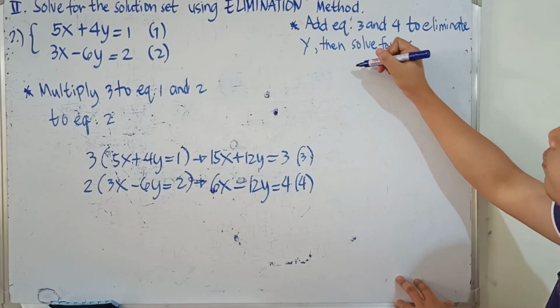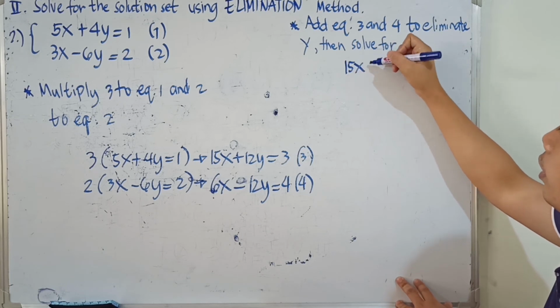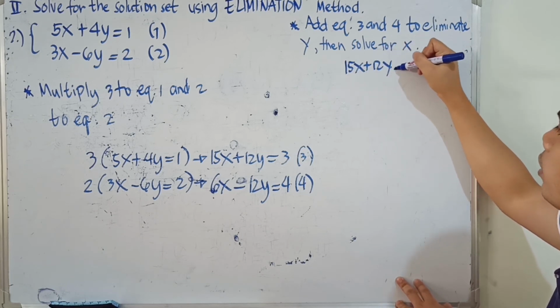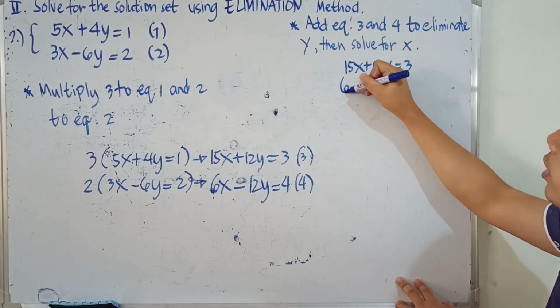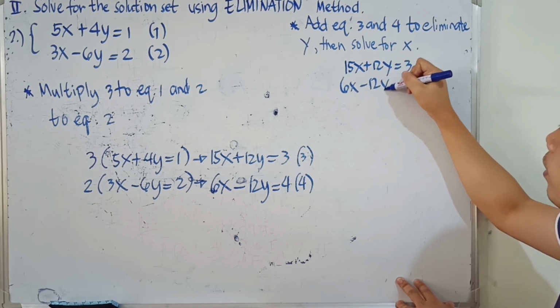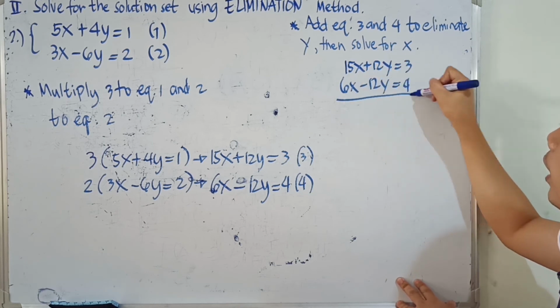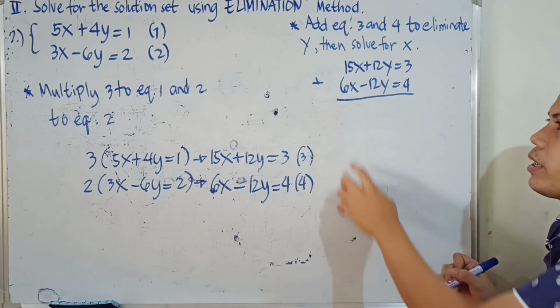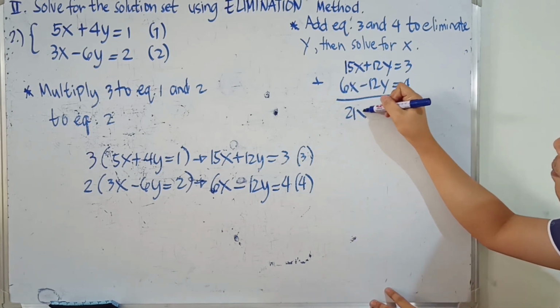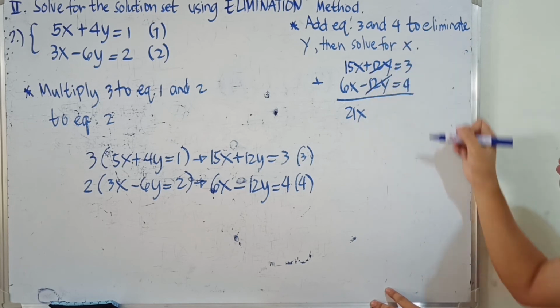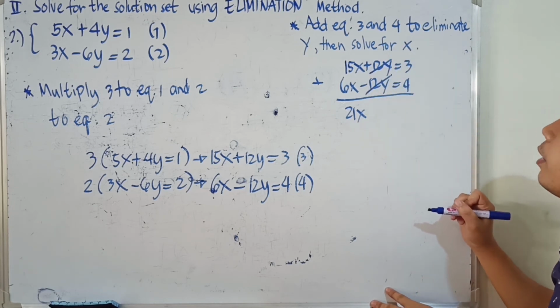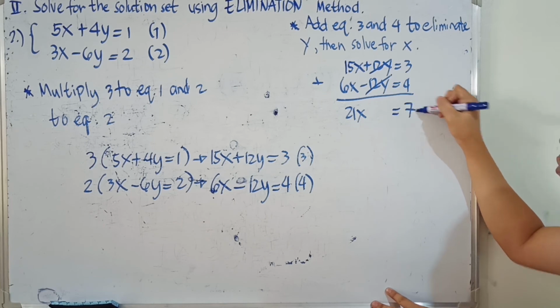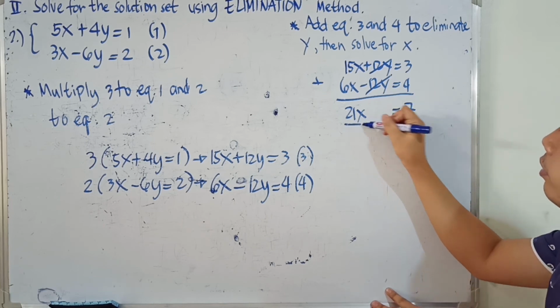So we have 15x plus 12y is equal to 3 and 6x minus 12y is equal to positive 4. Add natin silang dalawa. So 15x plus 6x, that is 21x. This will be eliminated kasi magiging 0 na siya. Then 3 plus 4 is equal to 7. Then, get the value of x.